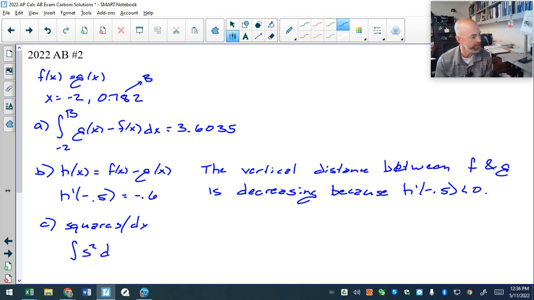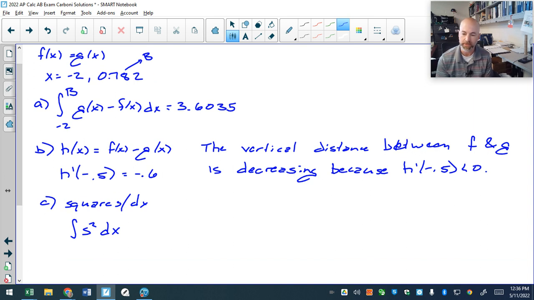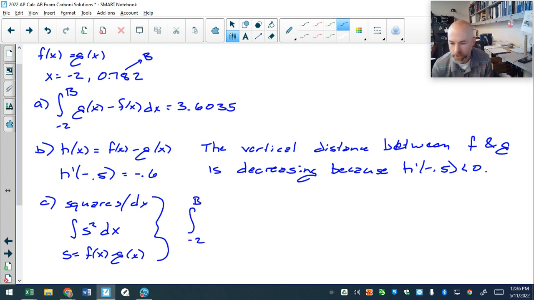So my setup will be the antiderivative of side length squared dx, and the side length of that square will be the top curve minus the bottom curve, which will be f of x minus g of x. And we'll take all of that and roll that into an antiderivative. We're going from -2 to the intersection point B. I just want to make sure that they're not changing anything on me. I don't see anything changing. And I will make sure I square the difference of f and g.